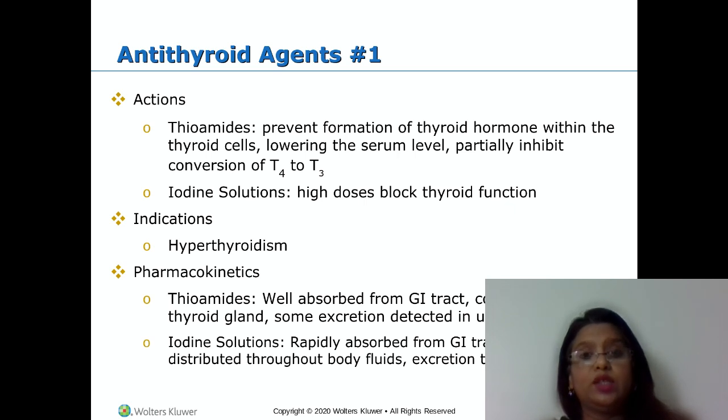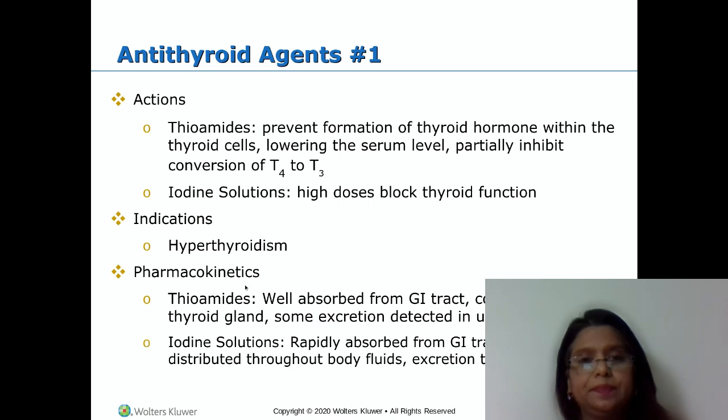Okay, anti-thyroid agents. When there's too much thyroid hormone, we have to give them something to cut it down, right? So what are those? Those are thioamides or iodine solutions. Thioamides prevent formation of thyroid hormone within the thyroid cells, lowering the serum level, and partially inhibit the conversion of T4 to T3. Iodine solutions, in high doses, block the thyroid function. Indications: hyperthyroidism.